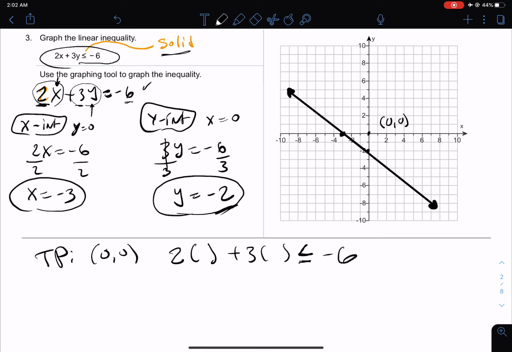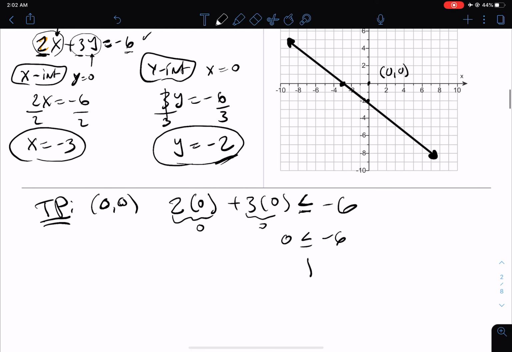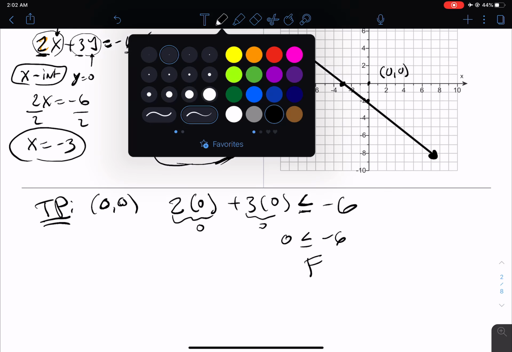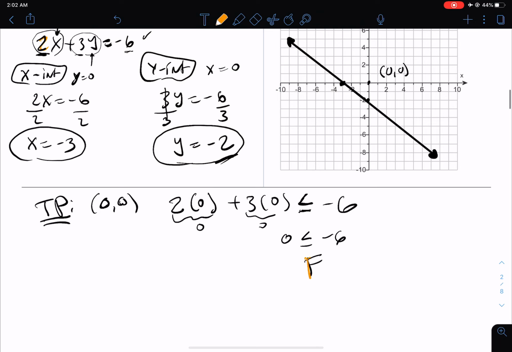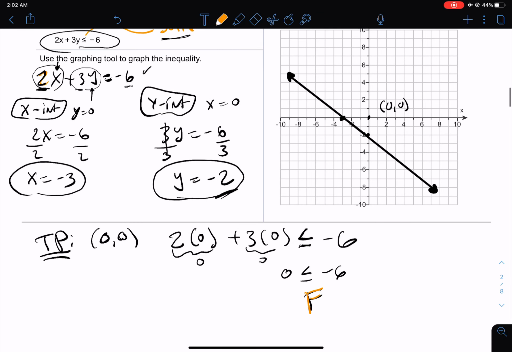But anyways, we're using 0, 0 as a test point. So you put in 0 for x and 0 for y. Of course, the beauty of that makes 0 and 0. So we got 0 is less than or equal to negative 6. Is 0 less than or equal to negative 6? I would say that is false. So let me go with another color here. I would say that's false. So we used our test point of 0, 0, and it was false. That means don't shade that side.